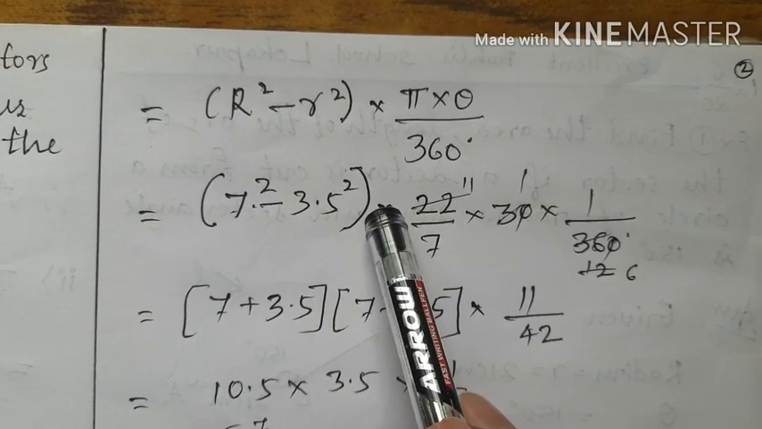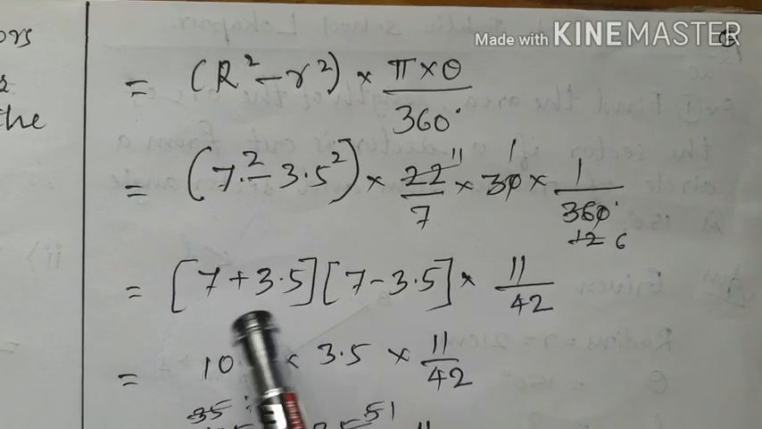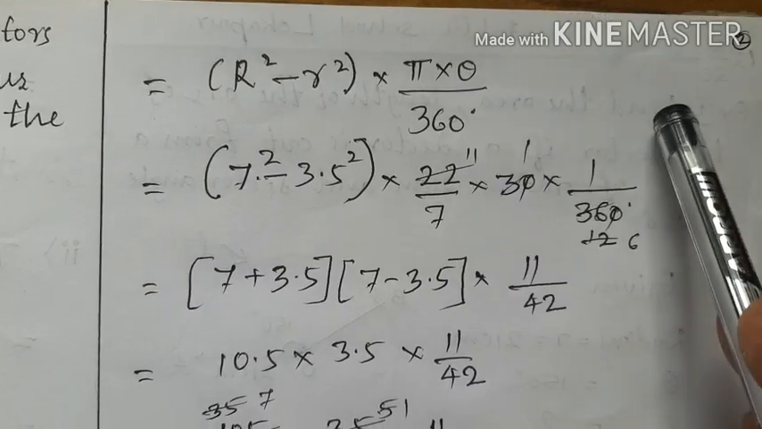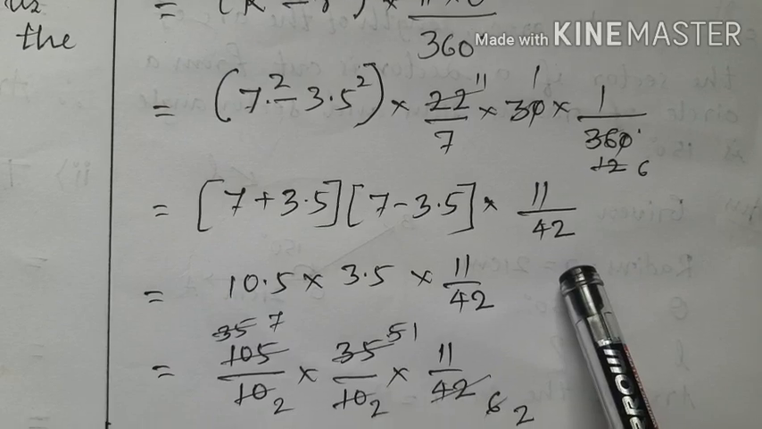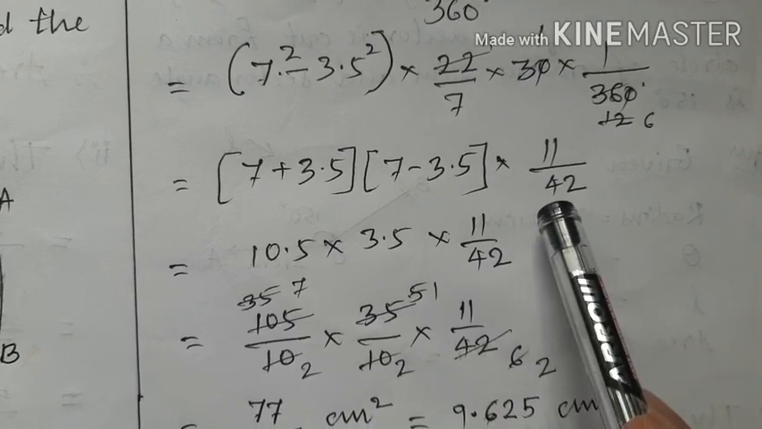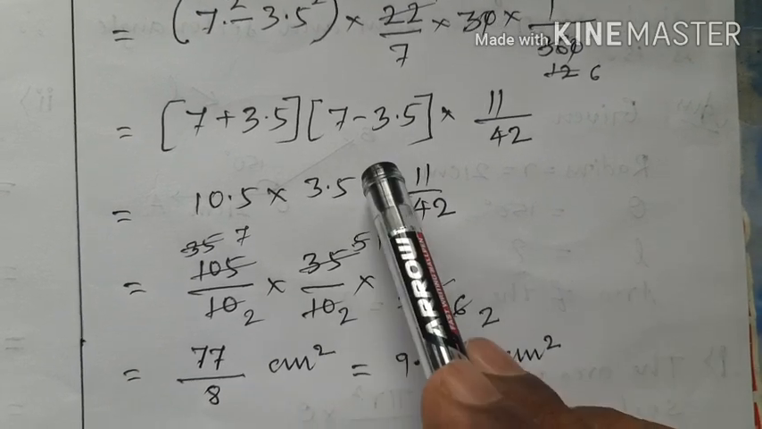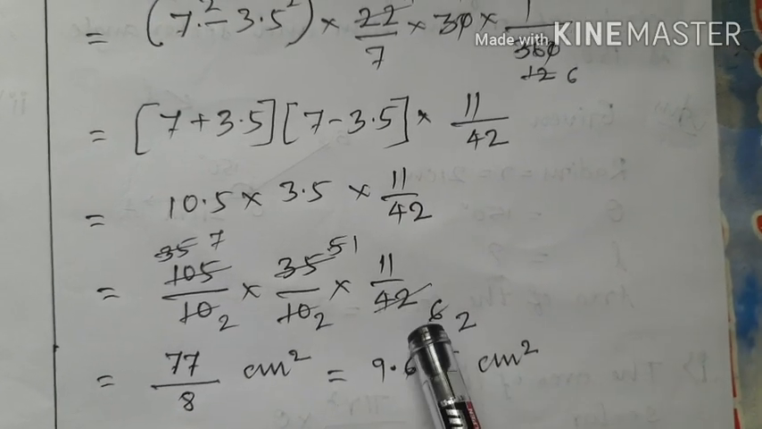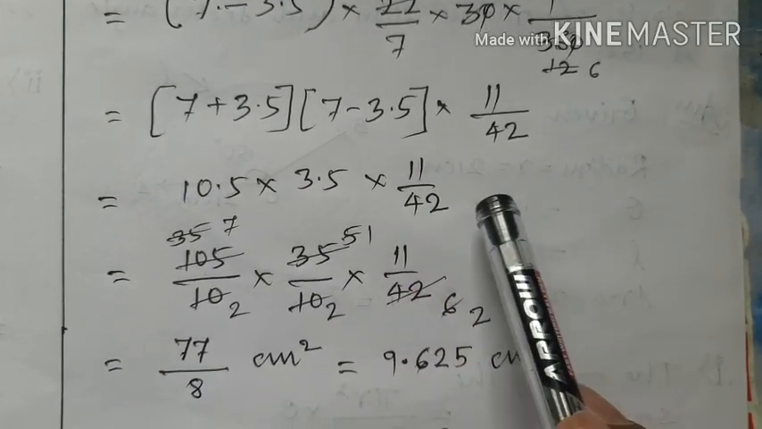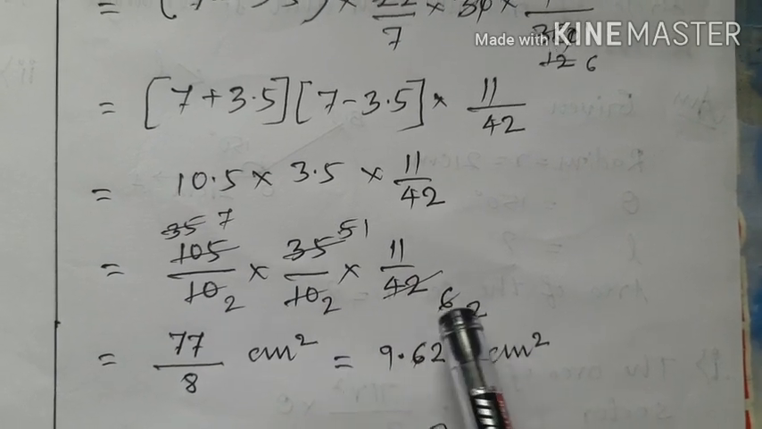It is nothing but a square minus b square identity. So I can write a plus b into a minus b. So it is 7 plus 3.5 into 7 minus 3.5 into, here 11 ones are 11 and 6 sevens are 42. So it is 7 plus 3.5 is 10.5 and 7 minus 3.5 is 3.5 into 11 by 42. 10.5 means it is 105 upon 10 into 3.5 means 35 by 10 into 11 by 42. Right? See here, if we cancel the numbers here, ultimately we get 11 sevens are 77, 2 2s are 4 and 4 2s are 8.